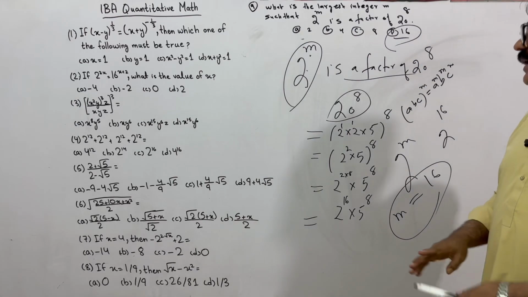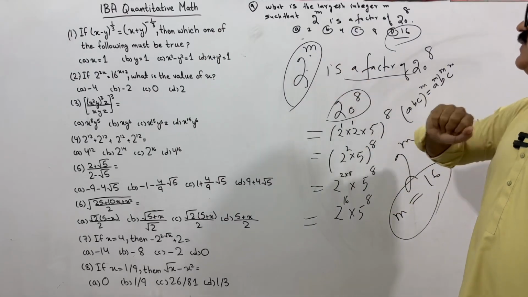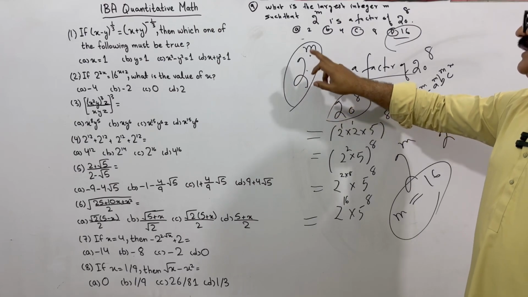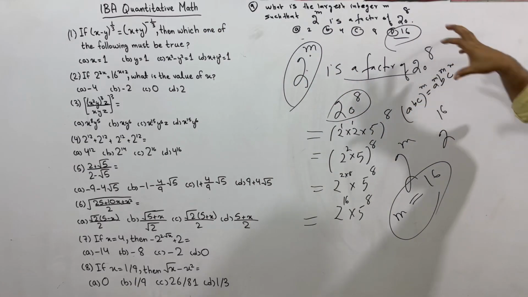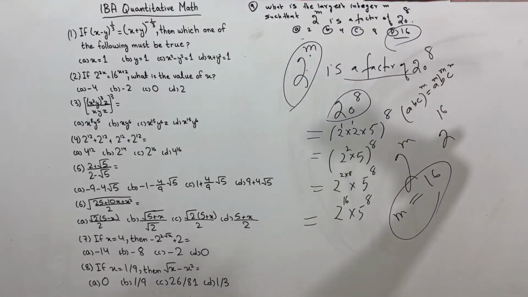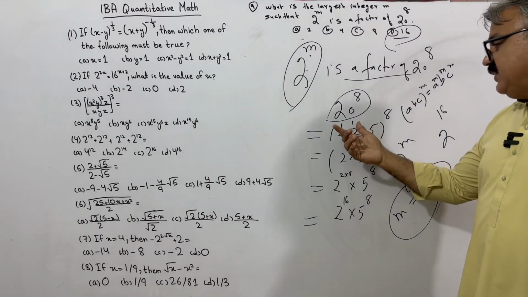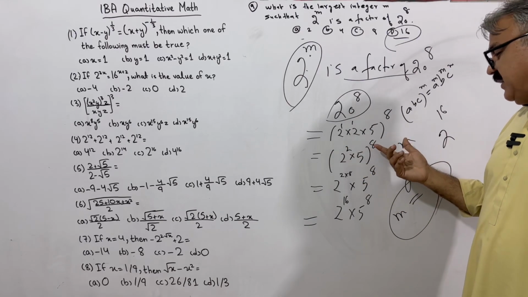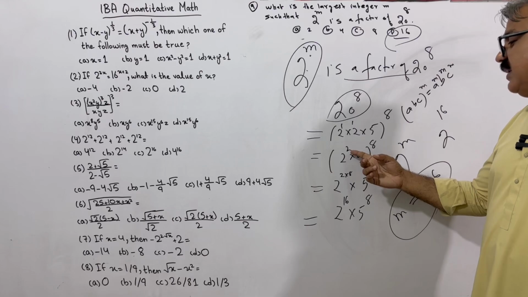We have been asked to determine the largest integer value of m when 2 raised to m is a factor of 20 raised to 8. I have taken 20 raised to 8. 20 can be factored as 2 times 2 times 5. 2 times 2 can be written as 2 squared.